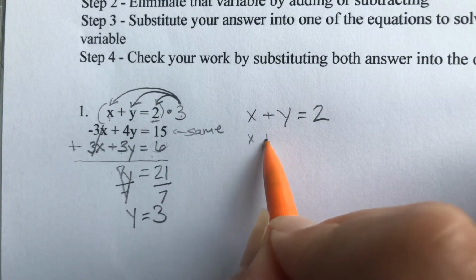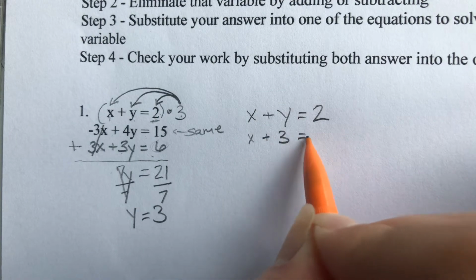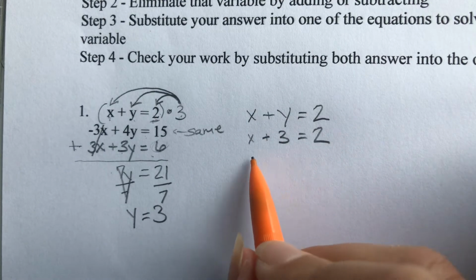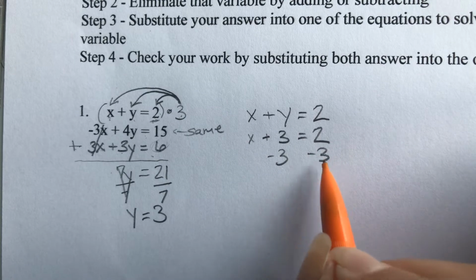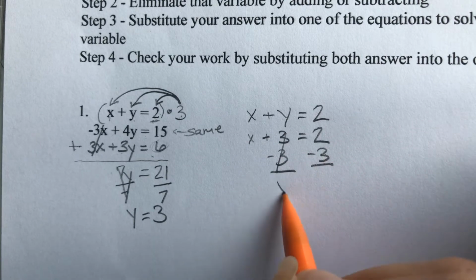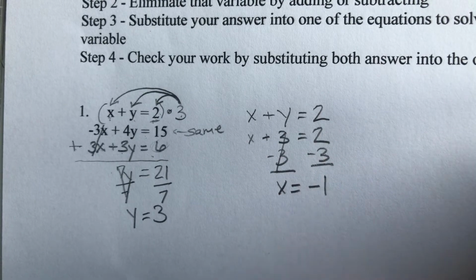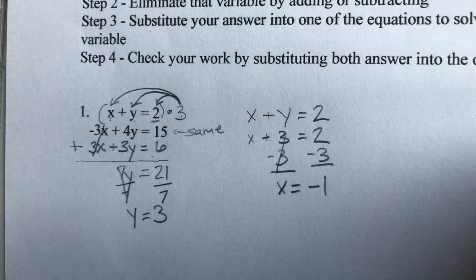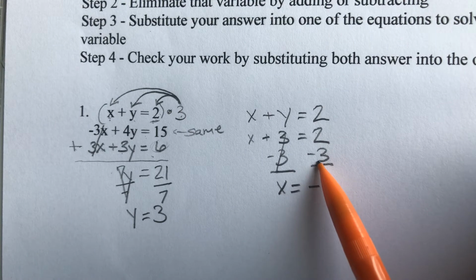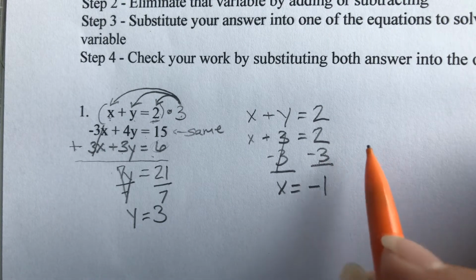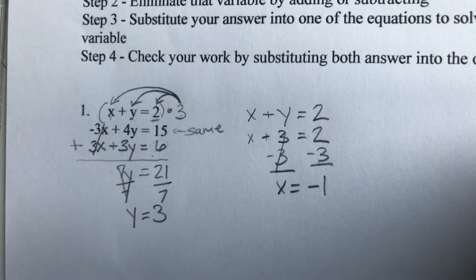So x plus 3 equals 2. Subtract 3 from both sides. I get -1. Have a calculator with you if you're not very strong with your negatives. If this confuses you, your integers, use your calculator.